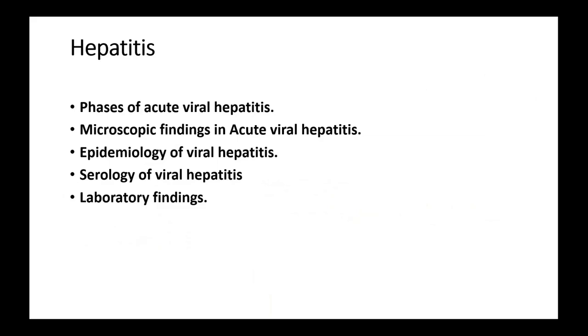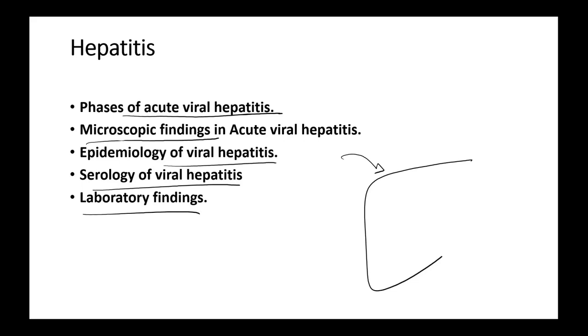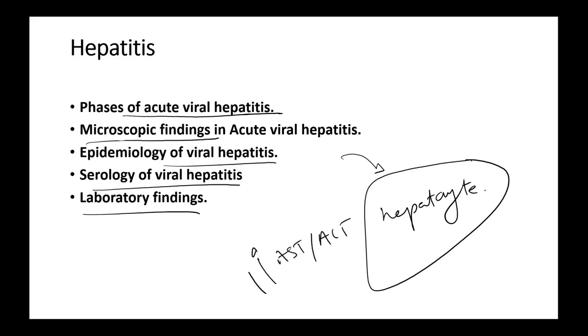Hepatitis. So we'll discuss phases of hepatitis, microscopic findings, epidemiology, serology, and lab findings. The easy thing to remember is hepatitis can affect hepatocytes. Hepatitis virus can damage hepatocytes, so AST, ALT will be elevated.